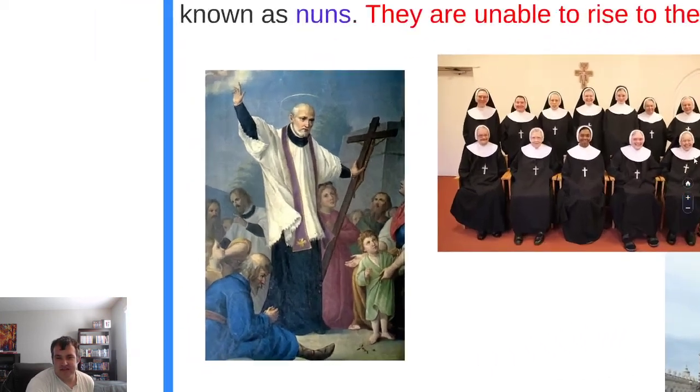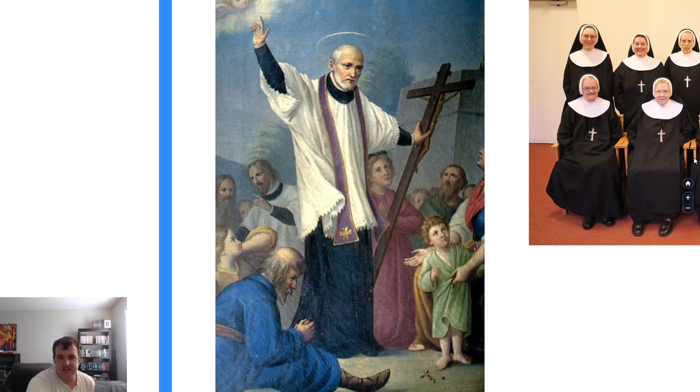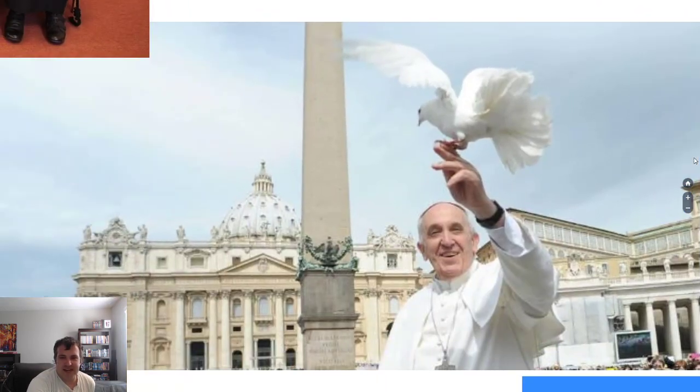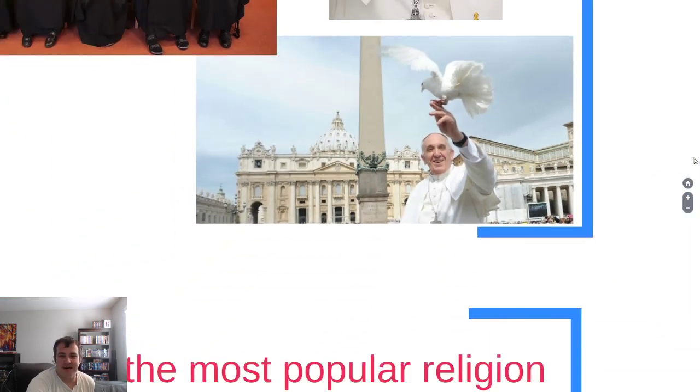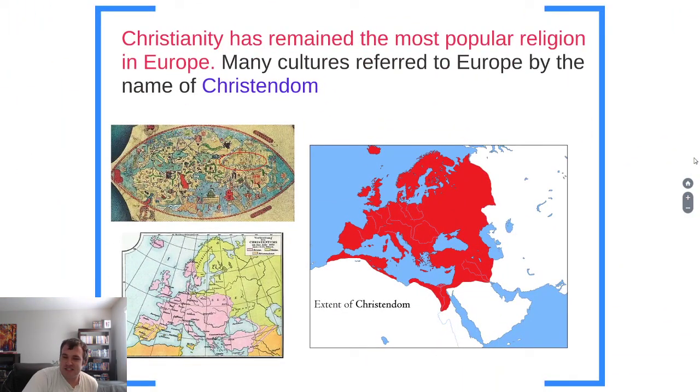All right, so let's check it out. So there's a priest or a father talking to the local people. There's some nuns, and there's Pope Francis. He goes outside. A freaking dove lands on his finger. What an awesome dude. Okay, so Christianity was such a big deal in Europe. Many cultures didn't call this area of planet Earth Europe. They called it Christendom, the land of the Christians, because that's where they were. And Christianity is going to be a really big part of European culture for the rest of world history.